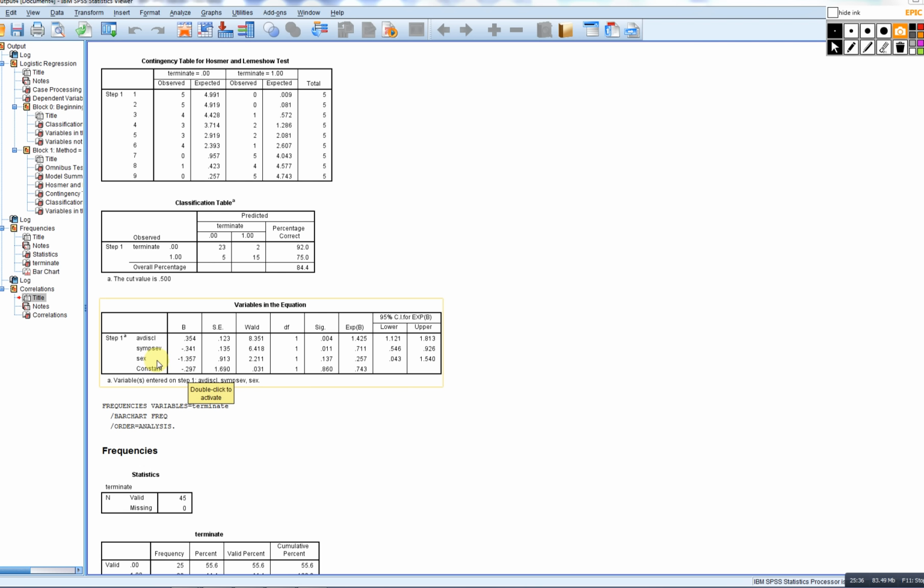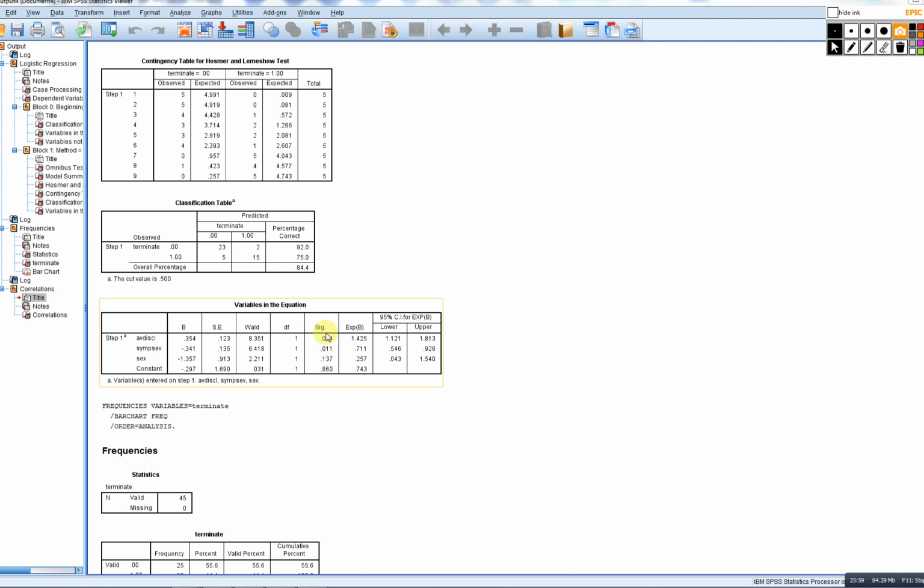If you're female, which again females were coded 1, the likelihood of falling into the terminate group is actually decreasing. But we see that effect was not statistically significant. So really the global fit seems largely to be a reflection of the avoidance of disclosure and the symptom severity predictors.